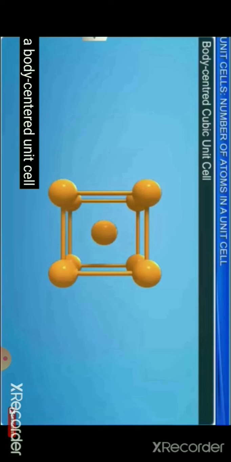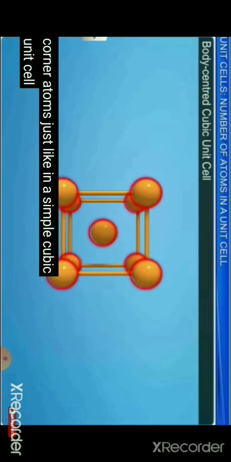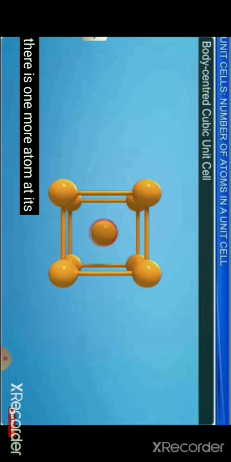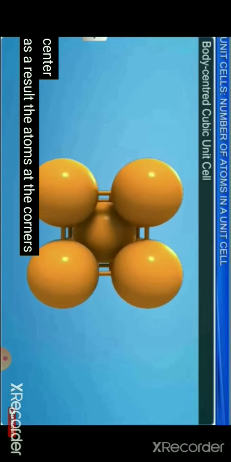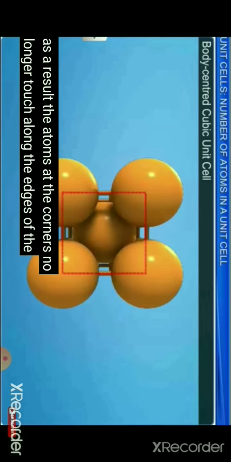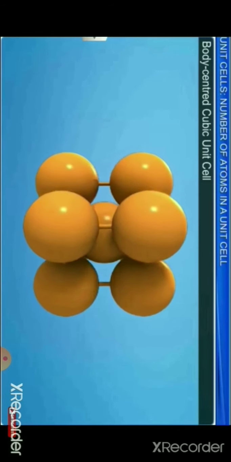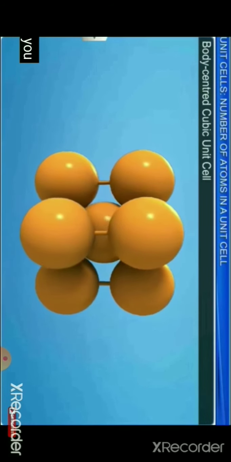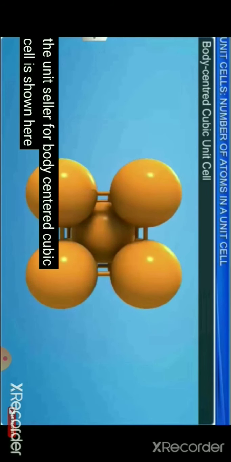A body-centered unit cell contains 8 corner atoms, just like in a simple cubic unit cell, and there is one more atom at its body center. As a result, the atoms at the corners no longer touch along the edges of the cell in the space filling model. The unit cell for a body-centered cubic cell is shown here.